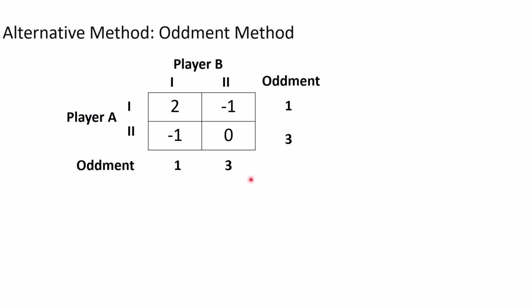And the augment for the second column will be the difference between these two, 2 minus of minus 1, it becomes 3. And now the probability of the first strategy, when player A plays, will be P1. P1 will be equal to 1 divided by 1 plus 3, that means this value divided by the sum of these two values. So that becomes 1 by 4. And P2 will be this value divided by the sum of these two values, so 3 by 4. In the same manner we can find Q1 and Q2. Q1 will be this value divided by the sum of these two values, that becomes 1 by 4. Q2 will be this value divided by the sum of these two values, so that becomes 3 by 4.